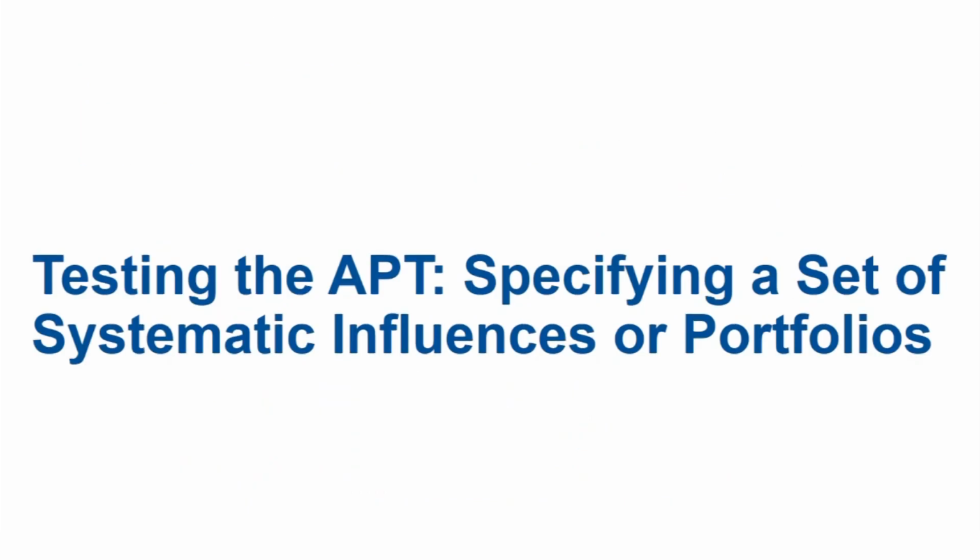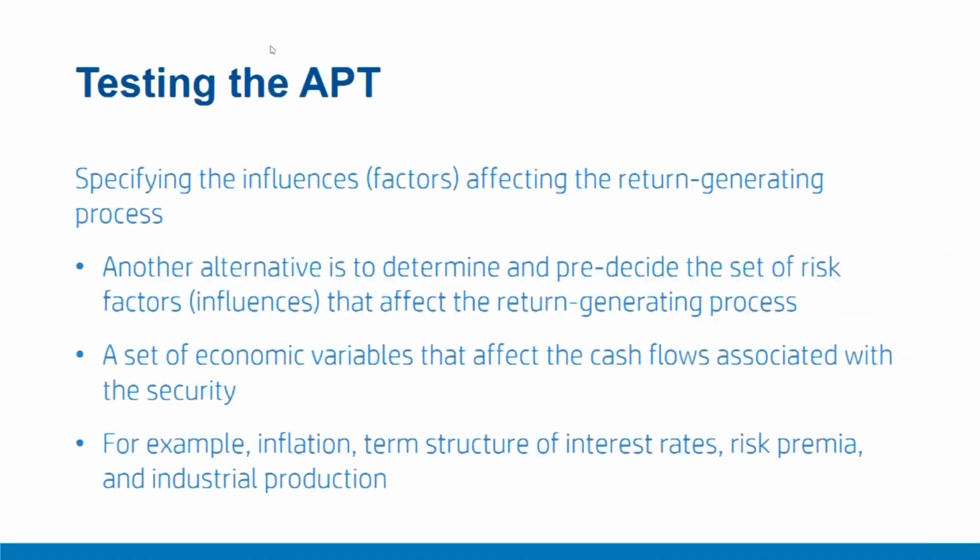Testing the APT by specifying a set of systematic influences or portfolios. In this video, we'll discuss an interesting method of testing and specifying APT with the help of a set of portfolios or a priori systematic influences. In this method, we try to specify a set of influences or factors that affect the return generating process. These influences are determined and pre-decided. These are a set of economic variables that can affect the cash flows associated with the security. Some of the most prominent influences or factors include inflation, term structure of interest rates, risk premia, and industrial production.